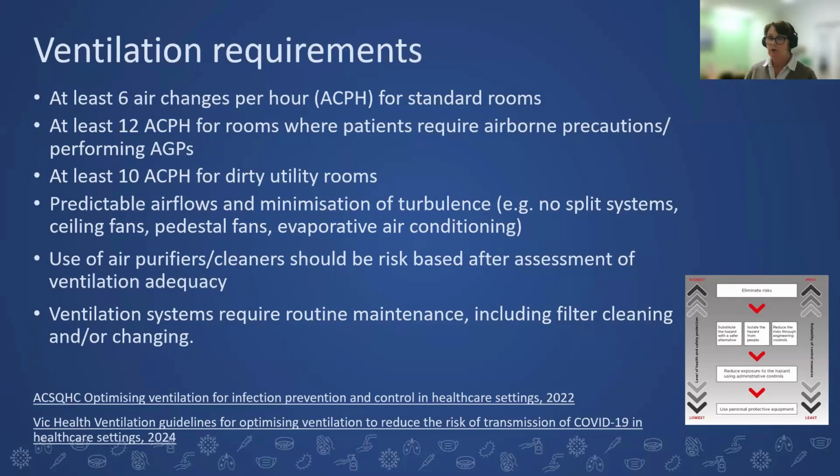In dirty utility rooms, we talked about last week. So in our reprocessing area where we're conducting our manual and or our automated cleaning, there should be at least 10 air changes per hour. That's really important to do. Now, if we're not able to meet those requirements, then we might need to be looking at how we can augment or supplement that. And we've talked about the addition of air purifiers or air cleaners if your risk assessment indicated your ventilation system wasn't adequate.